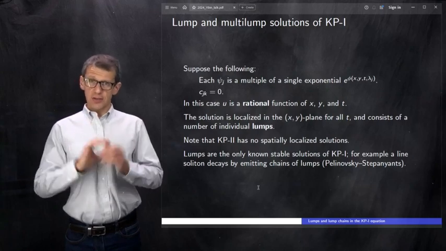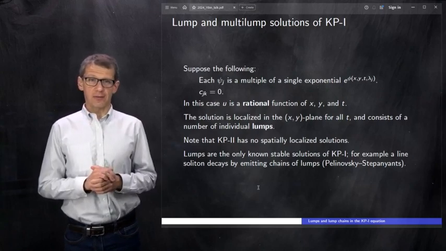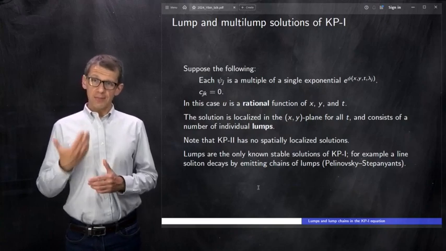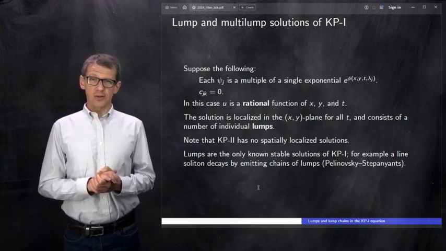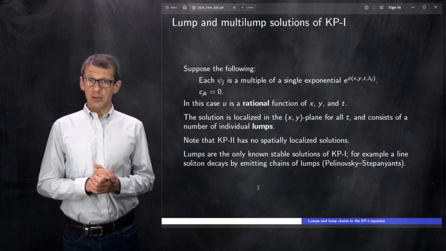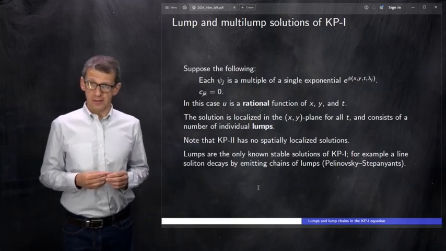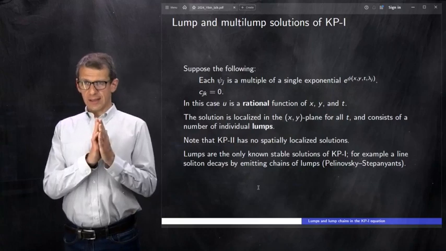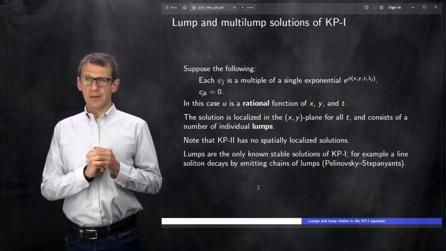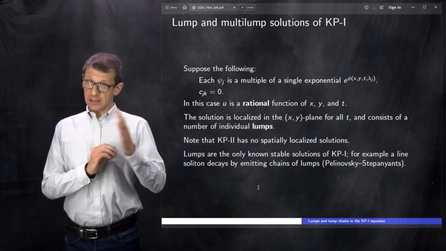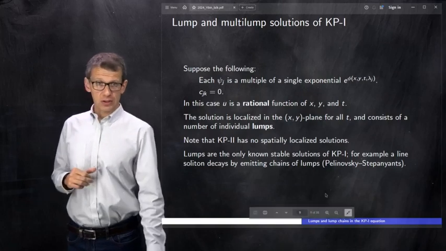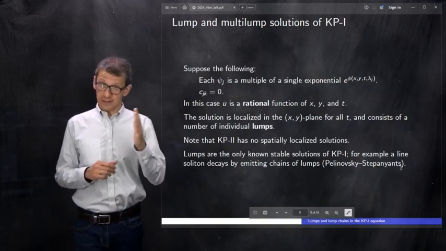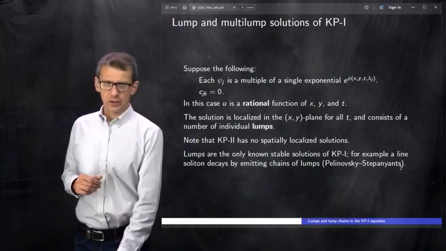And so the solution turns out to be localized in the xy plane for all t and consists of certain individual lumps. So lumps are the only known stable solutions of KP1, and KP2 does not have any spatially localized solutions. And so I talked a while back that a line soliton of KP1 is unstable with respect to perturbations, and so it turns out, Pelinovsky and Stepanyants showed that in fact it decays by emitting chains of lumps.